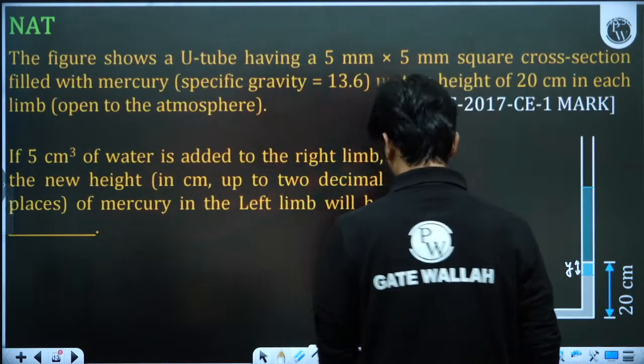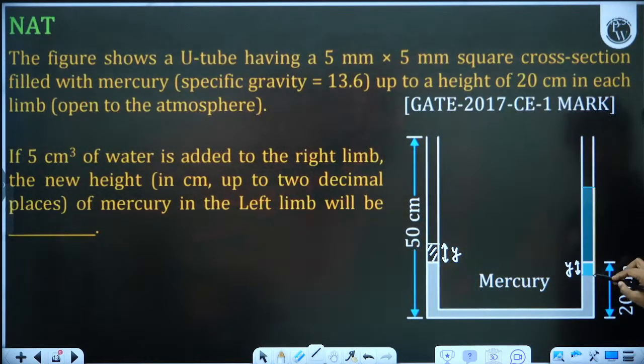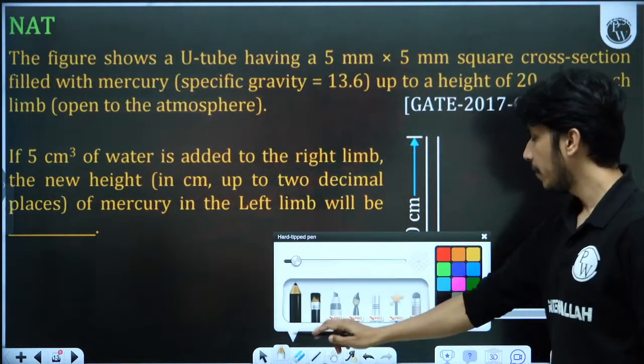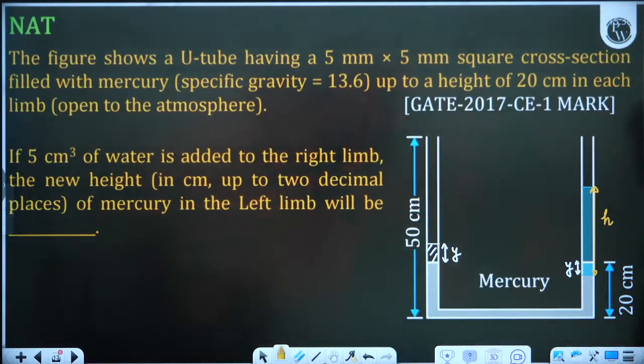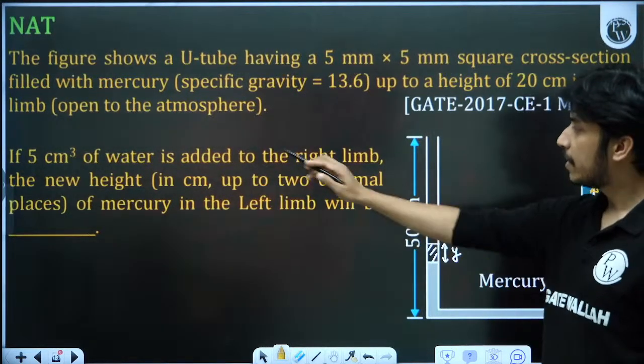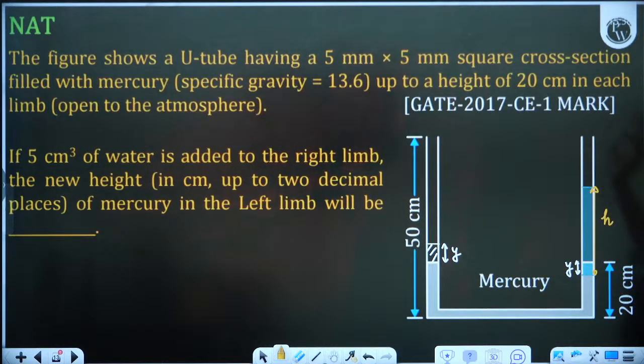And the total height of water will be how much? Total height of water from here to here, whatever it is, we will consider as H. How will we calculate this? This height H will be the volume of water, 5 centimeter cube, divided by the area of the tube. That is, the volume of water we have filled divided by the area of the tube.